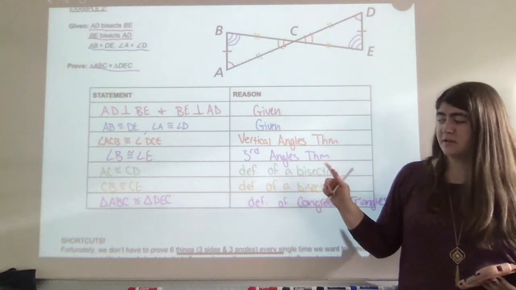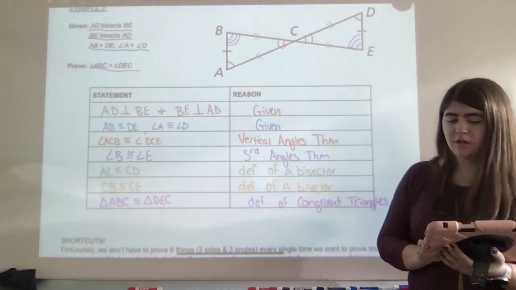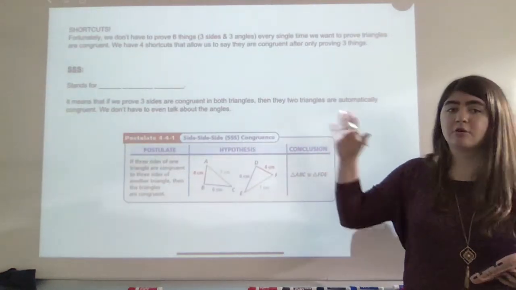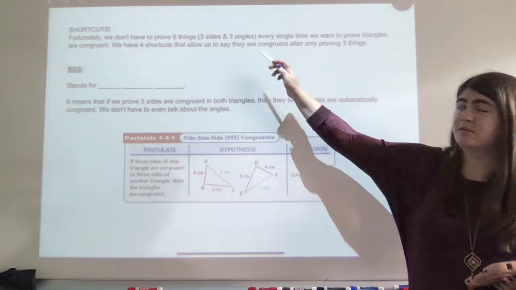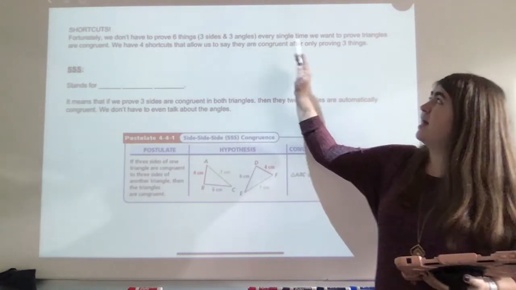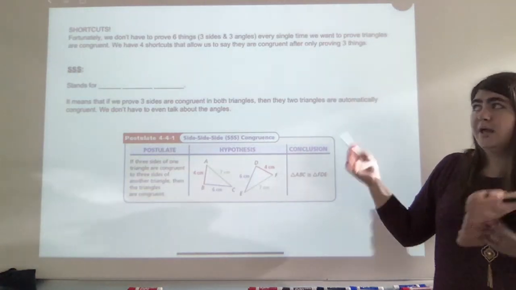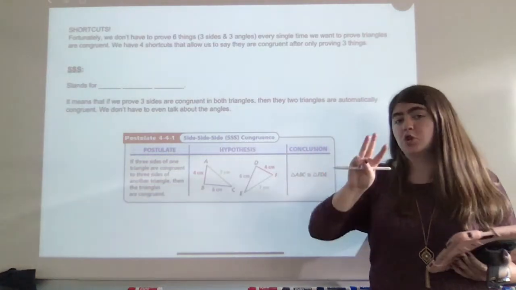Good news is, and maybe some of you saw already further down the page, we have shortcuts, thankfully, because those are long. So fortunately, we don't have to prove 6 things, 3 sides and 3 angles, every single time we want to prove triangles are congruent. We have 4 shortcuts that allow us to say that they're congruent after only proving 3 things.